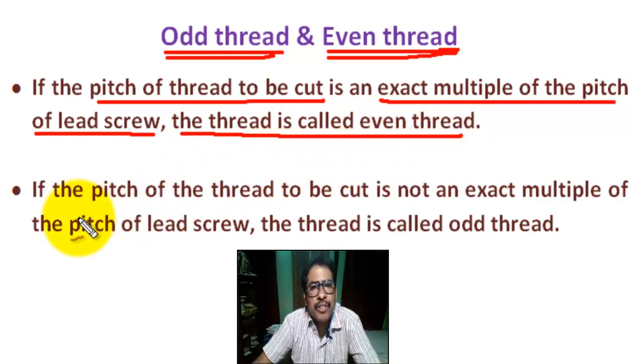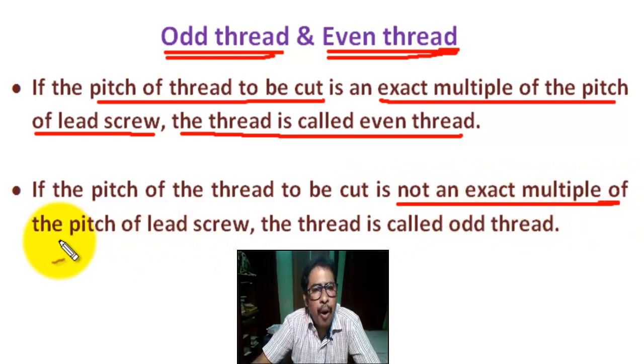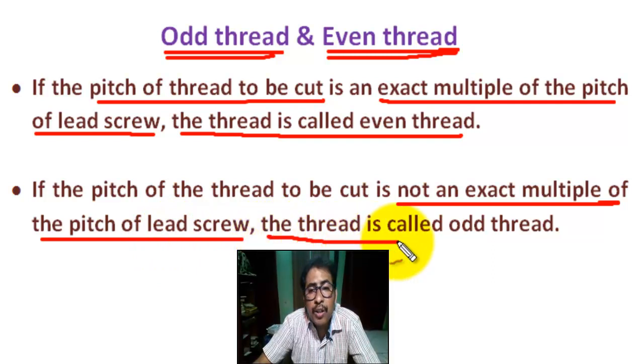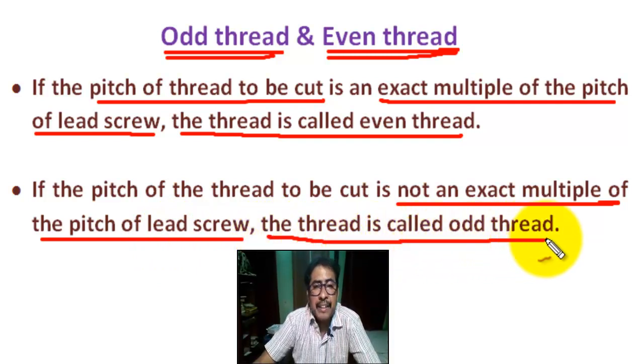What is an odd thread? If the pitch of the thread to be cut is not an exact multiple of the pitch of the lead screw of a lathe, the thread is called an odd thread.